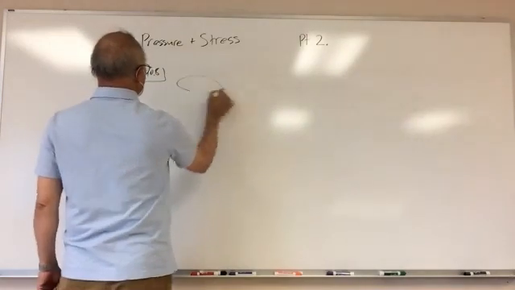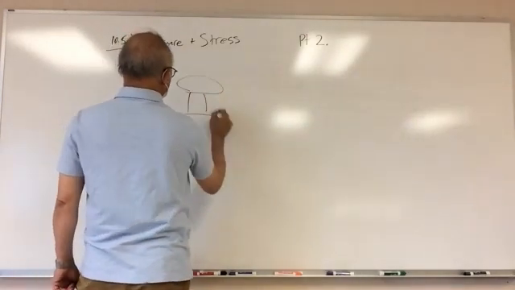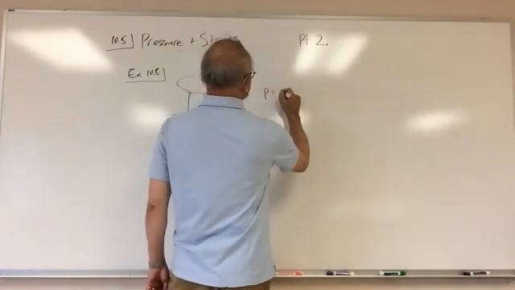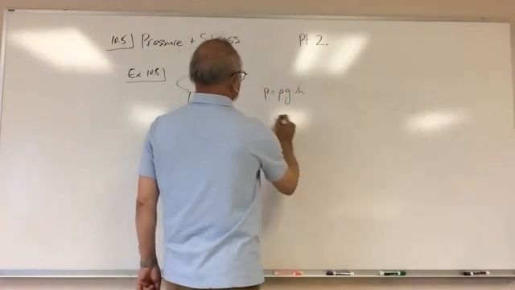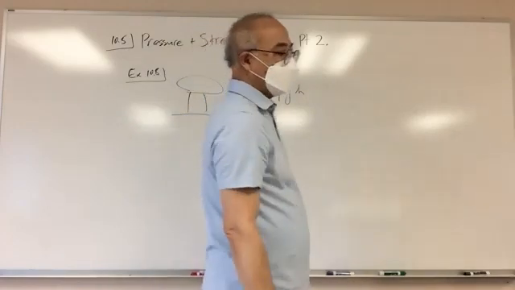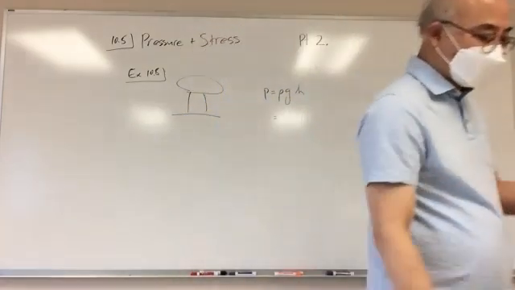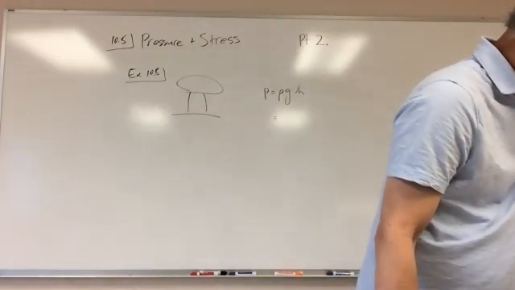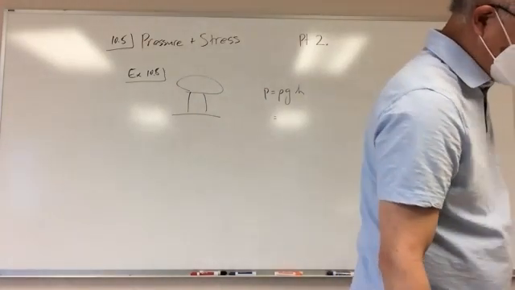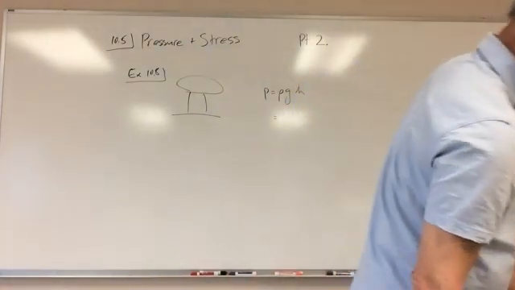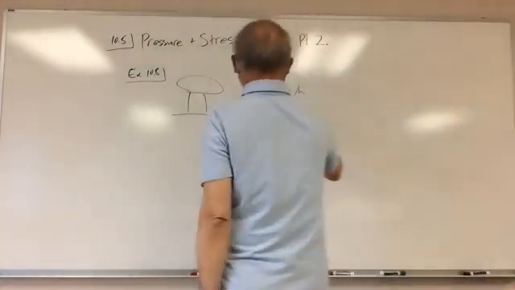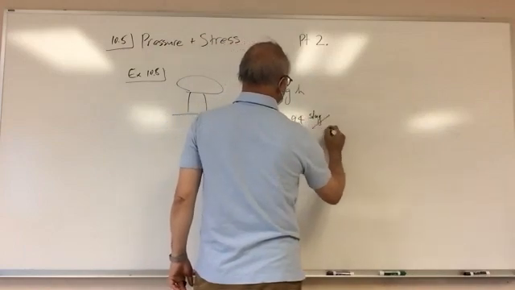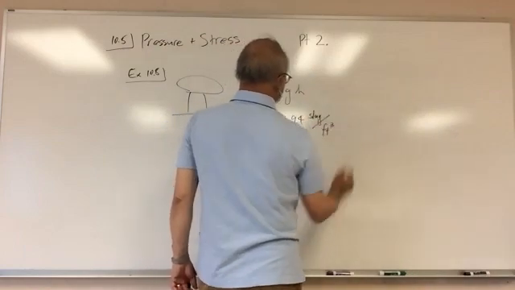For example, with a water tower like this, the pressure is going to be equal to rho g h, where rho is the density of water, right? What is the density of water? It is given to you as 1.94 slugs per feet cubed.